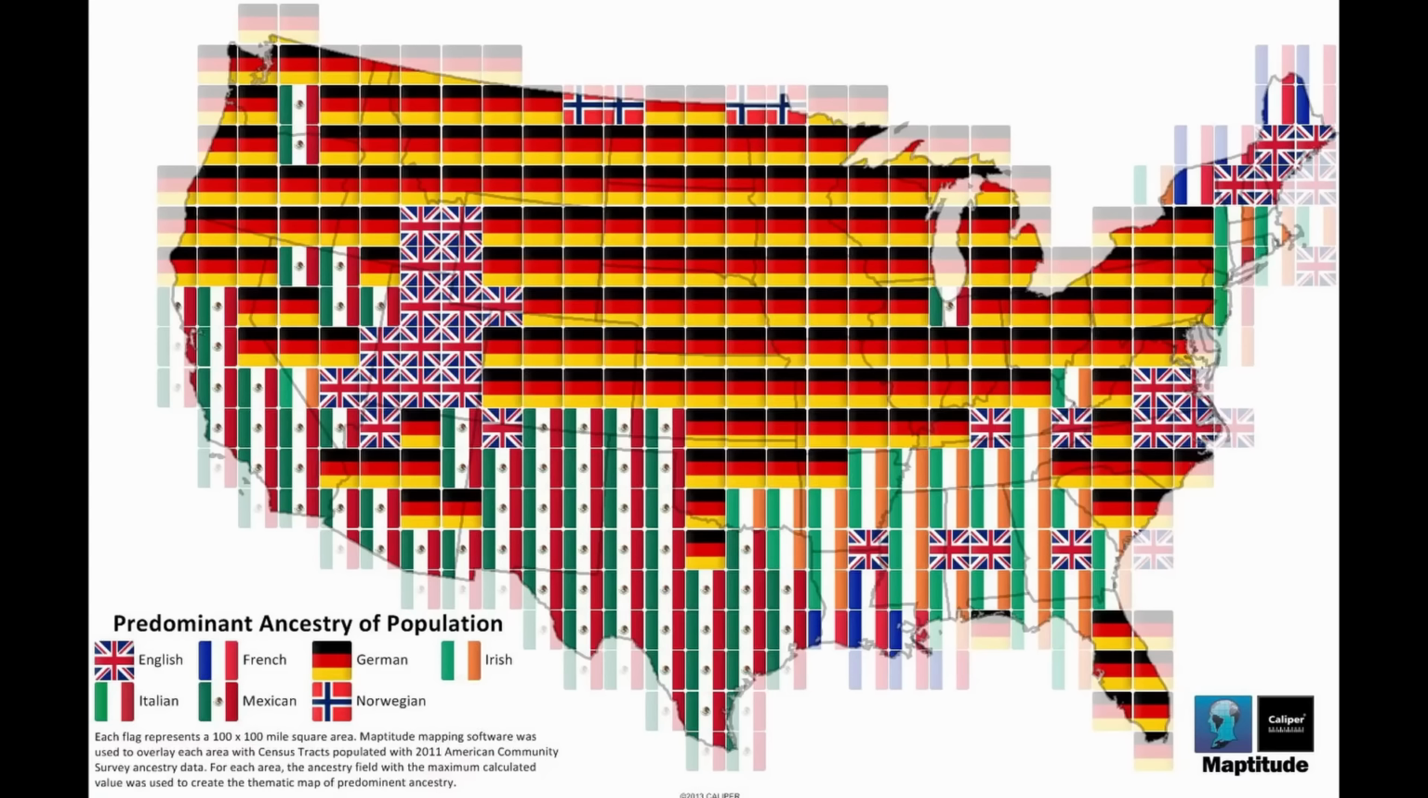Also, just for fun, this map made by Maptitude does the exact same thing but depicts it using flags, so it is less detailed but creates an interesting visual element.